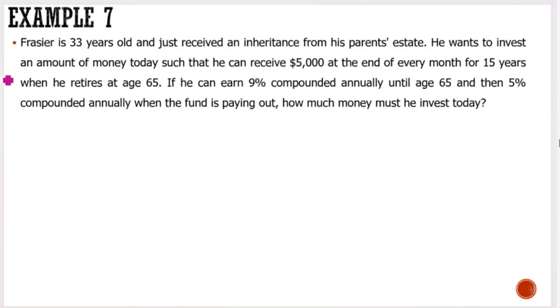We've got this guy who is 33 years old now, and he's receiving an inheritance from his parents' estate. Hey, some people are so lucky. And then he wants to invest an amount of money today such that he receives 5,000 every month for 15 years when he retires at the age of 65. If he can earn 9% compounded annually until 65, and then 5% compounded annually when the fund is paying out, how much money must he invest today?